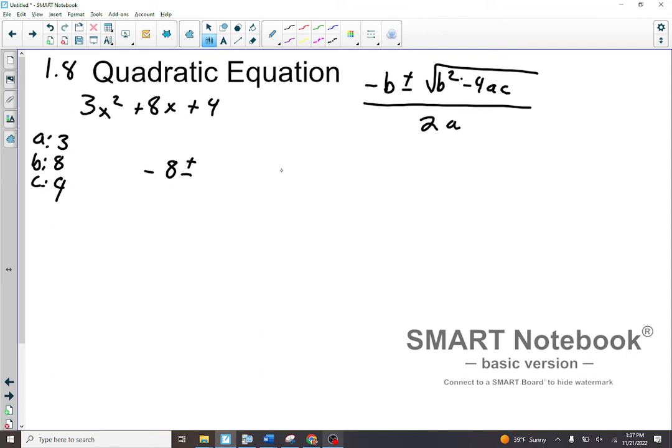Now I just plug in everything. So negative 8 plus or minus the square root of 8 squared minus 4 times 3 times 4, all over 2 times 3.